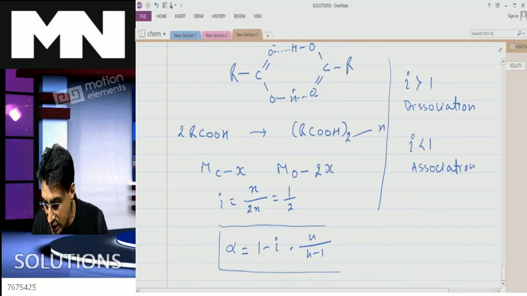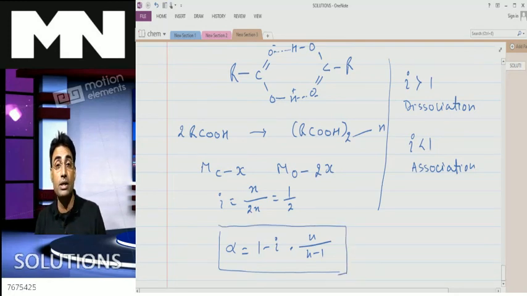Students, if it comes to calculating Van 't Hoff factor, again you will calculate in the same way as you calculated in dissociation, that is correct molar mass upon observed molar mass, or observed colligative property upon correct colligative property. This will give you Van 't Hoff factor. And by using that, you can easily calculate the degree of association. Again, I'll give you one example for that.